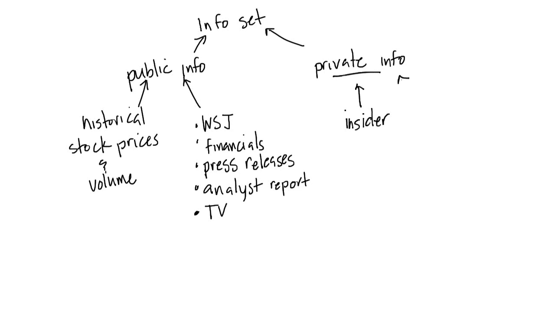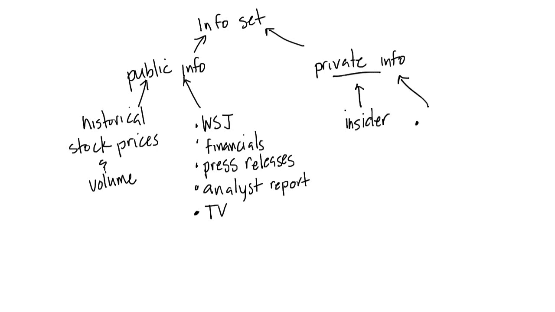The other kind that is what we want is information that is difficult to get and or costly to acquire. And this is what's going to allow us to consistently earn excess returns. So we're going to be able to capitalize on private information in order to generate alpha. So what are some examples of private information?